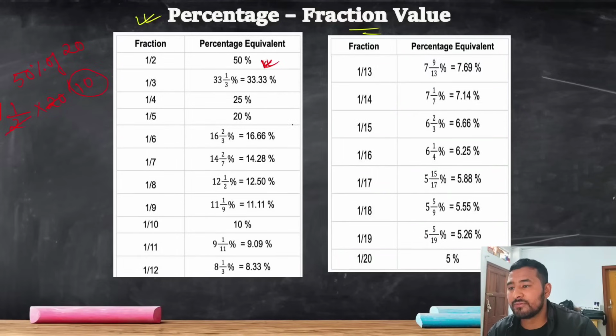If you don't know it, suppose I give you 25% of 80. How will you do it? The long method, like we have done just now. You do 25 by 100 into 80, then you go on cancellation. Then again you'll do 5 2, then 2 4, and you get 20, right? But we'll not use this method.